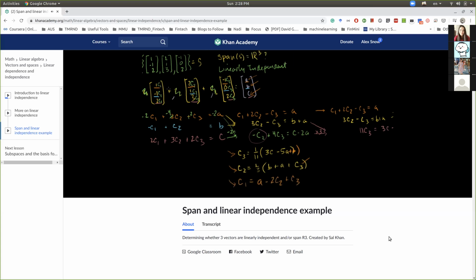So hopefully you're seeing that no matter what A, B, and C you give me, I can give you a C1, C2, and C3. There's no reason that any A, B, or C should break down these formulas. We're not doing any division, so it's not like a 0 would break it down. So I can say definitively that these 3 vectors do indeed span R3.